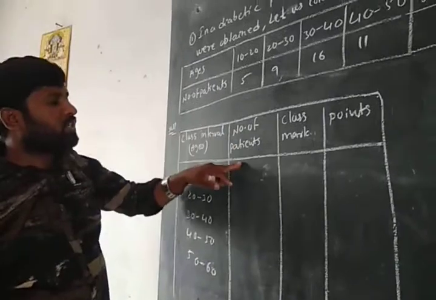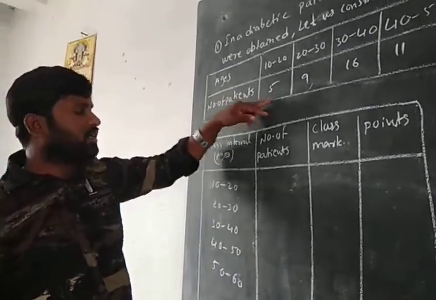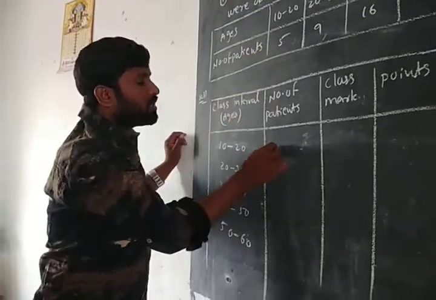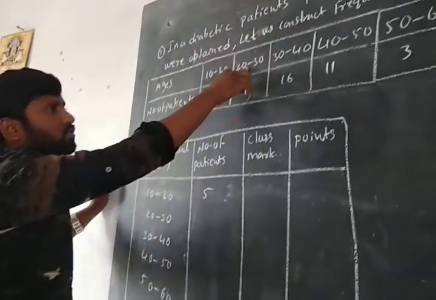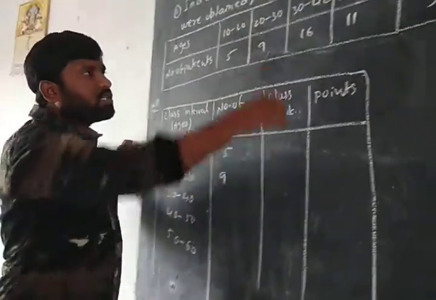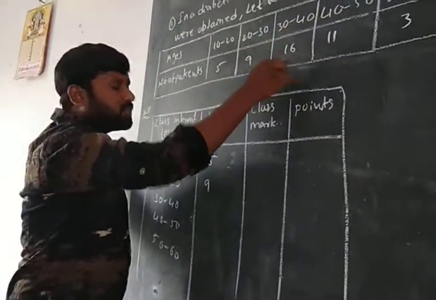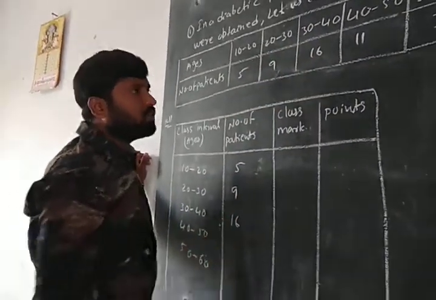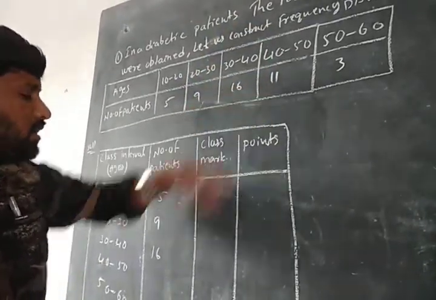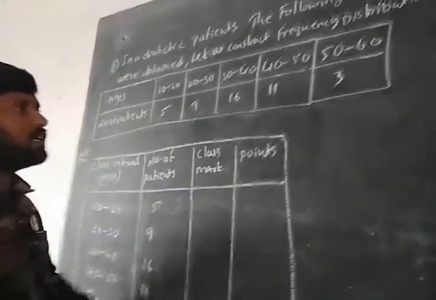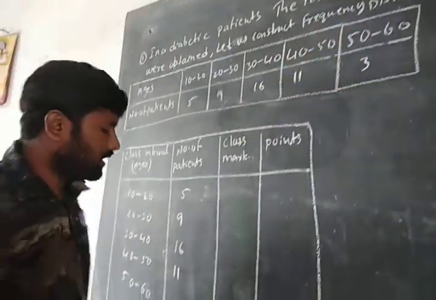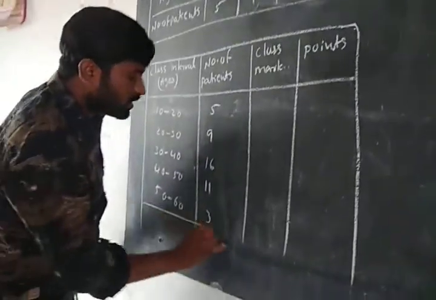And the number of patients given here: in the age group 10 to 20, the number of diabetic patients is 5. In this age group the number of diabetic patients is 9. In this age group the number of patients is 16. In the age group 40 to 50, the number of diabetic patients is 11. And in 50 to 60, the number of diabetic patients is 3.